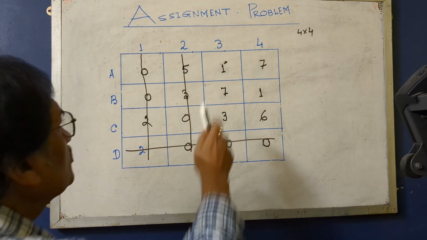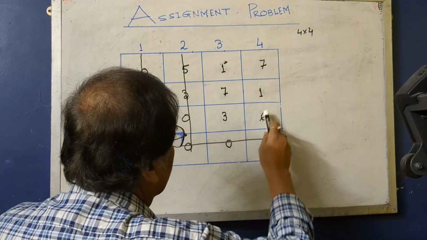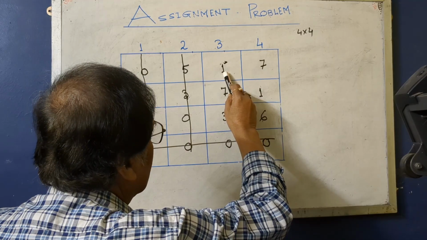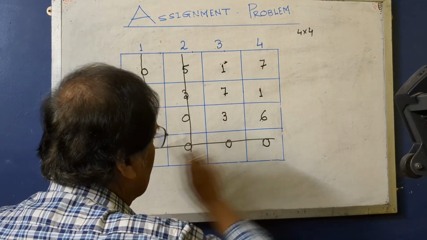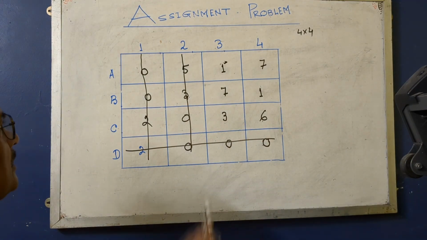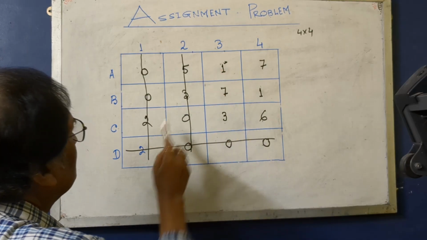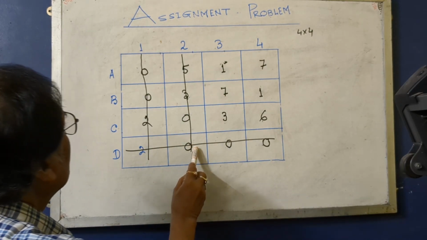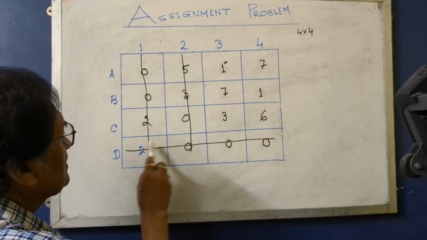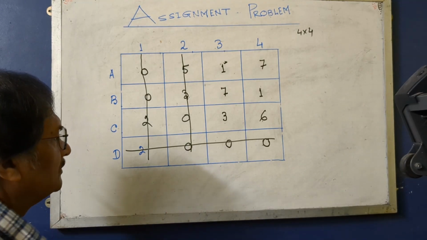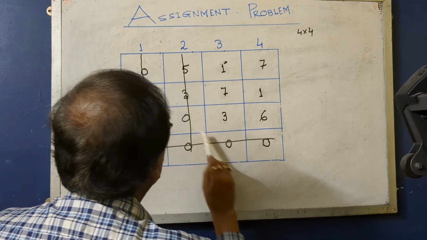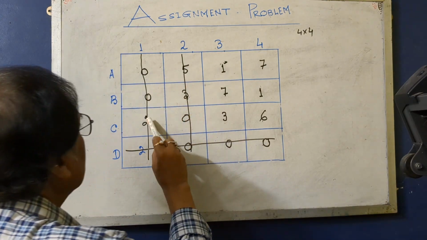Then what will you do? You subtract this minimum element from all other elements. You subtract this minimum element from these remaining elements and add this minimum element to the junction point of the horizontal and vertical line. Where is the junction point? This is one junction and this is one junction. And you need not do anything to the other elements which have been covered.